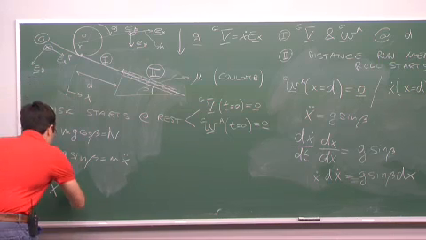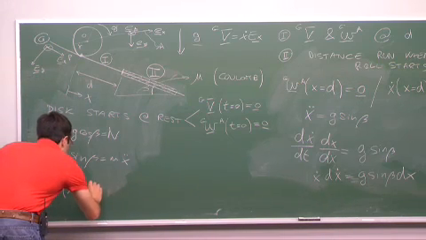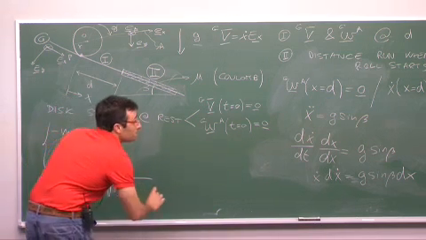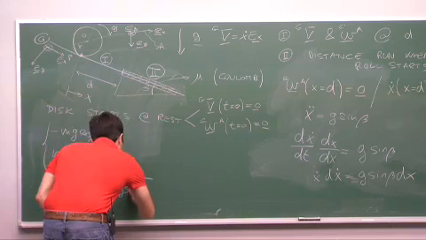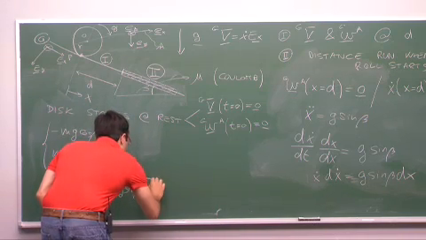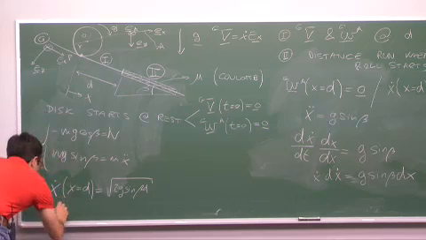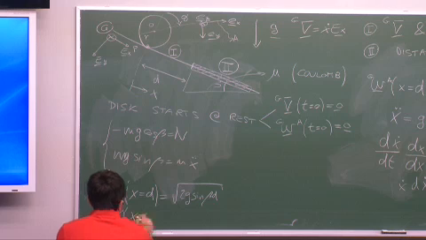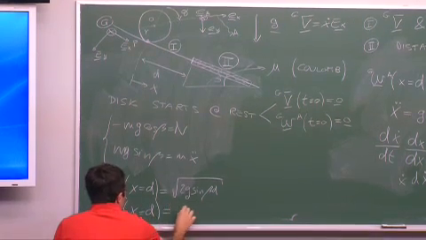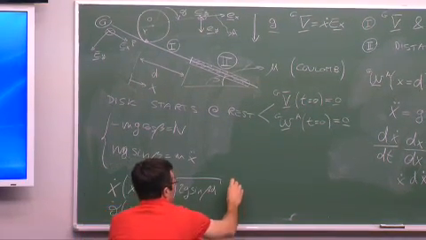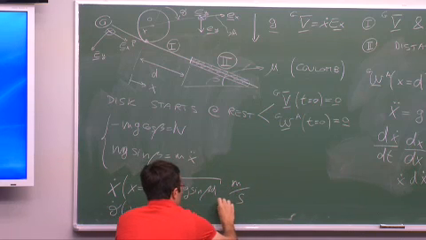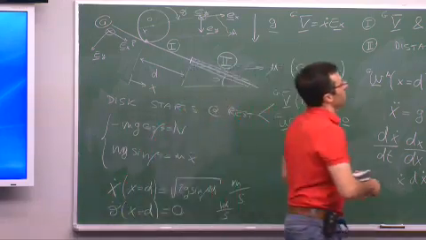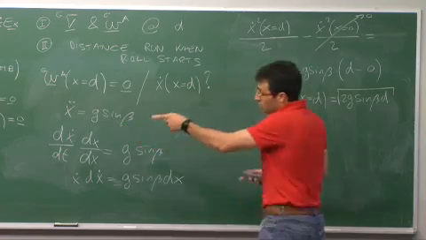Let me just write it here. x dot at x equals d is that square root of 2g sine beta d, and theta dot at x equals d is 0. If you want to put units here, this is meters per second, and this is radians per second. So this is the answer to question 1. And those are your new initial conditions.